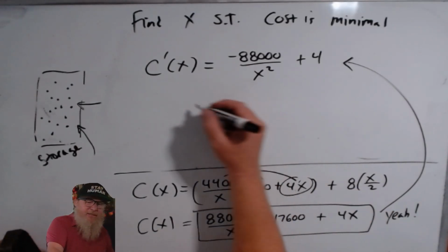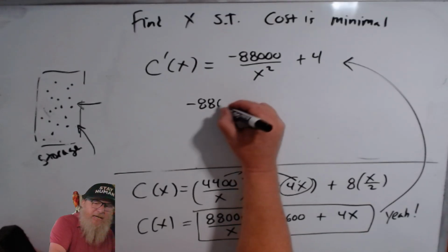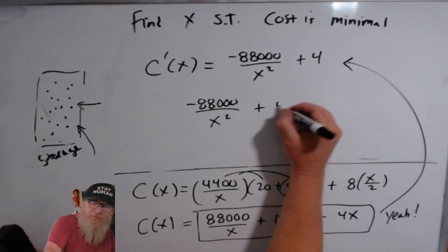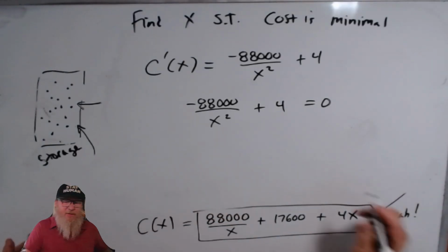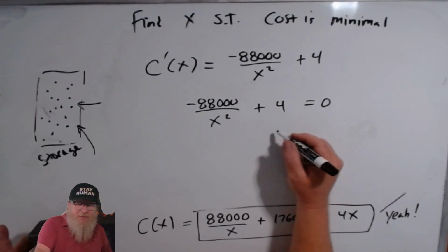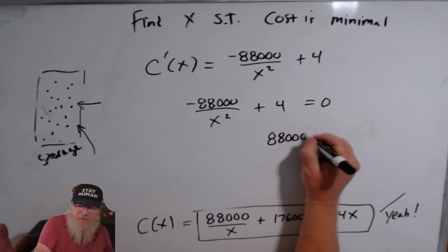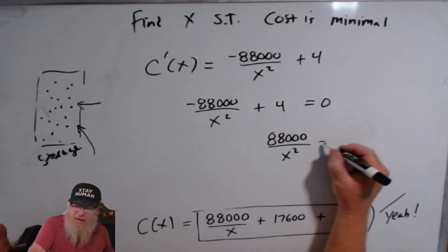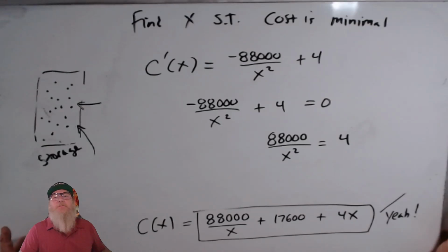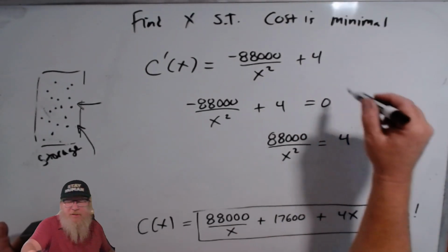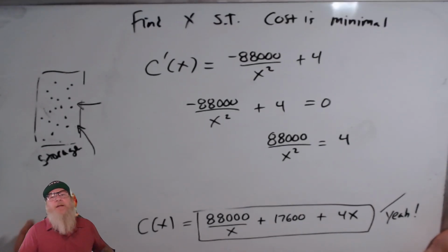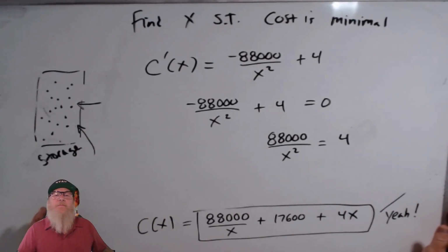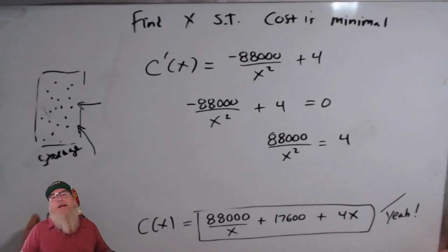All right. And then we're going to set this equal to 0. Negative 88,000 over x squared plus 4 equals 0. And just like all the other problems, we're going to solve for x. Can I skip a couple of steps here? Can I just say 88,000 over x squared has to equal 4? If you like, you could say I'm moving the 4 to the other side, it becomes negative 4, and then I'm multiplying both sides by negative 1. In the interest of time, the bell's about to ring. There's no bell. That's the thing. It's the same thing every single time.